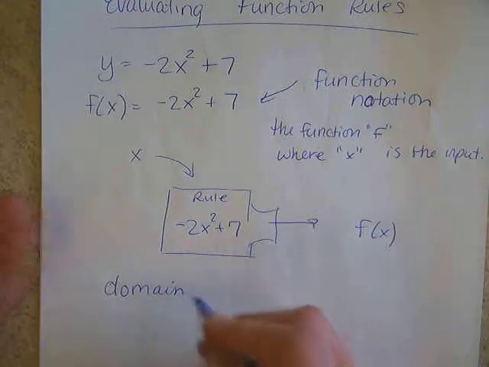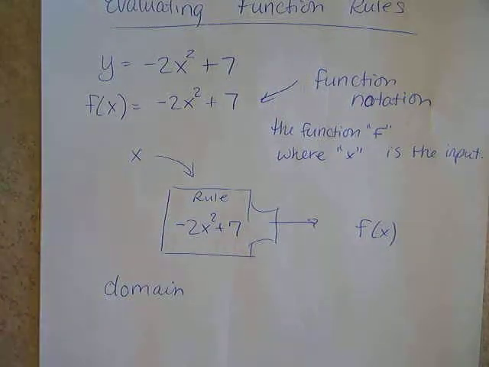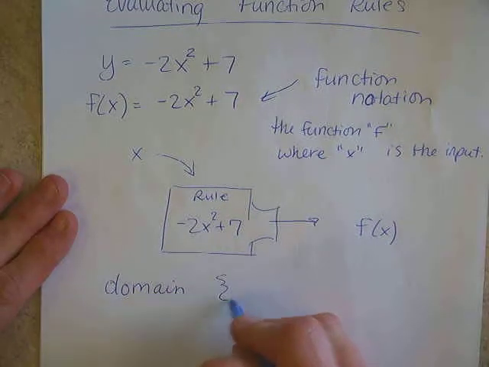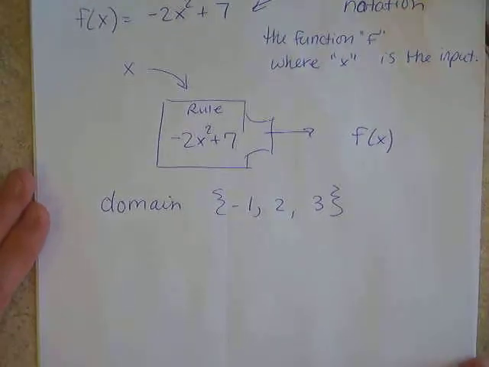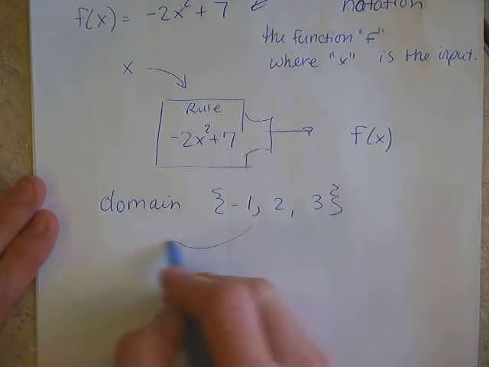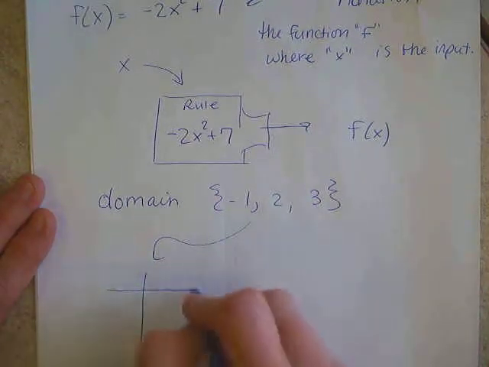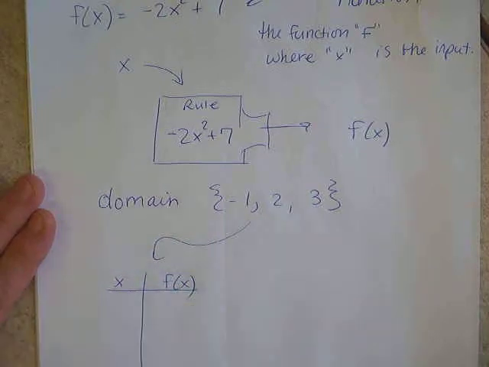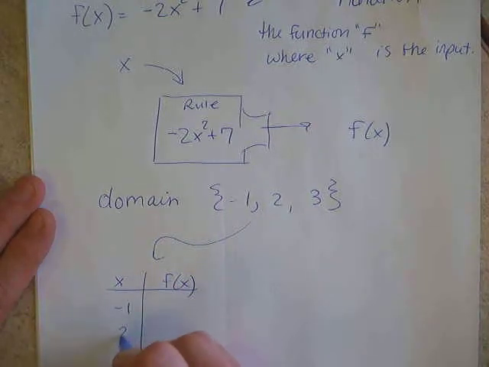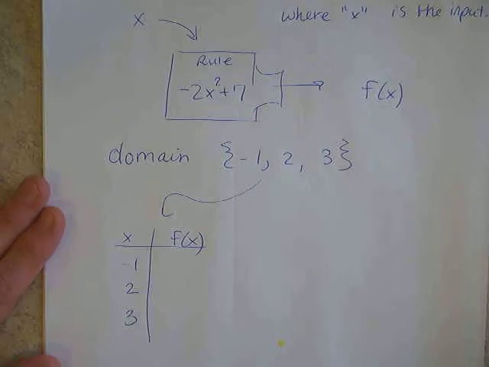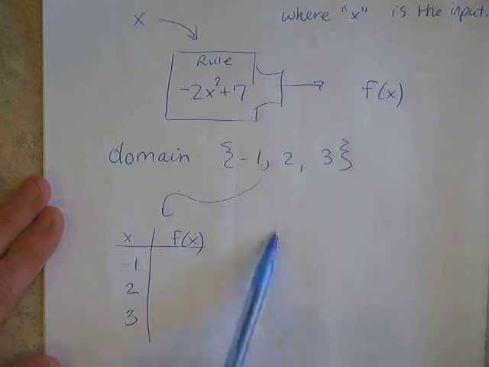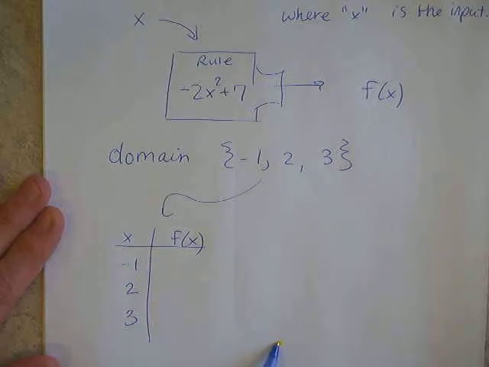If they give you a domain, -1, 2, 3, for instance, then we're going to put that into a table and evaluate each one separately. Okay, now the book shows you 3 columns. They actually put the rule here and do the work, and then they put the f of x.